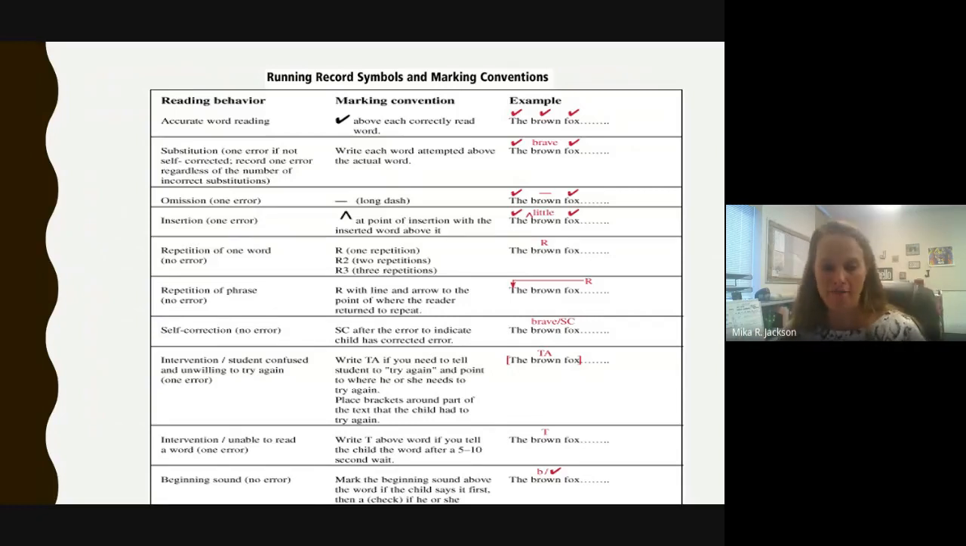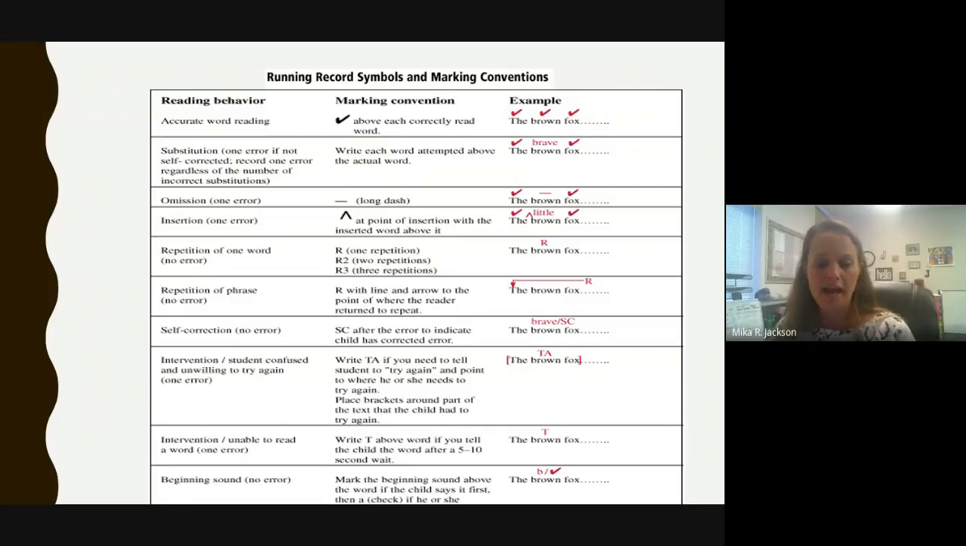If you do have to intervene because the student is confused or you have to assist, the TA is when you have to tell them to try again and to point where they're supposed to start. So you kind of had to reroute them on that one, so you want to put that there. Whenever you have to intervene just to tell them a word because you've given them that 5 to 10 second wait time, that's just a T.